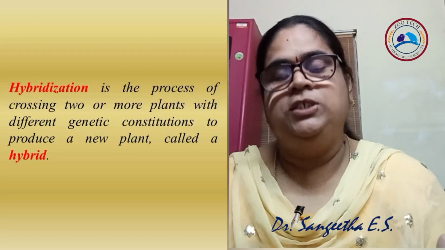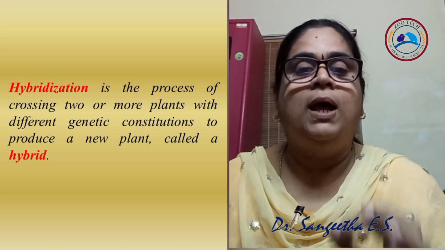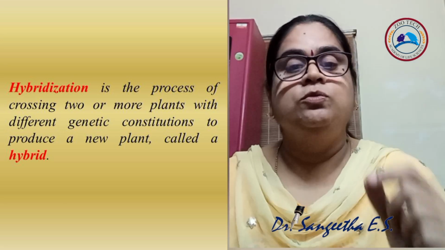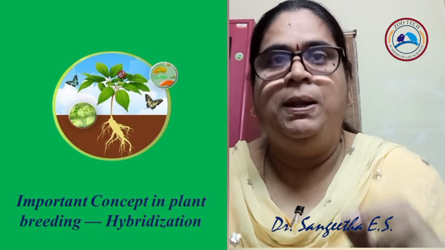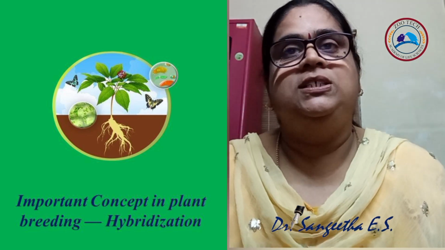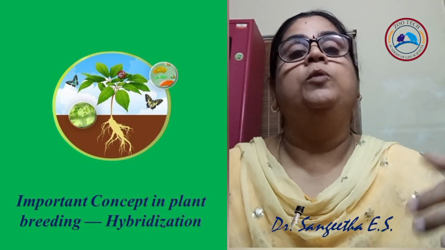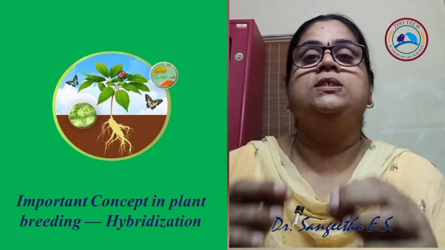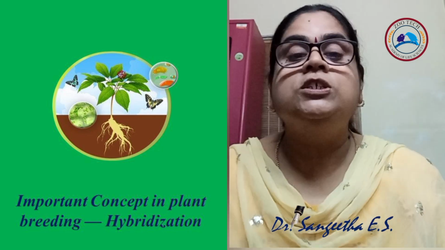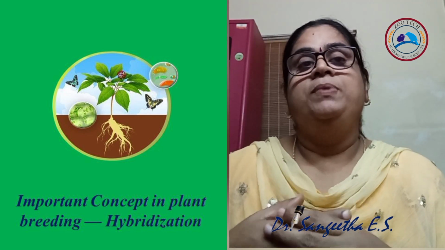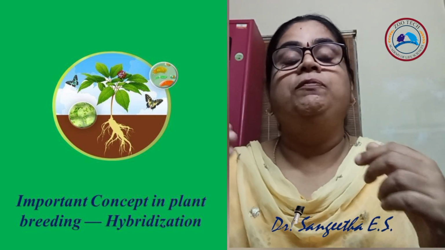Now, talking about the definition of hybridization, it is a process of crossing two or more plants with different genetic constitutions to produce a new plant called a hybrid. This hybrid plant has combined traits from the parent plants, making it stronger, more productive, or even resistant to diseases and pests. Hybridization plays a very crucial role in improving crop varieties, and it's one of the most effective ways to combine the best features from different plants into one.